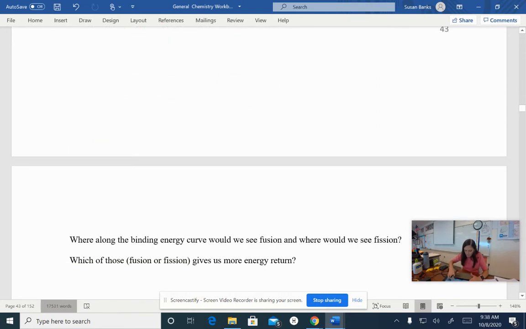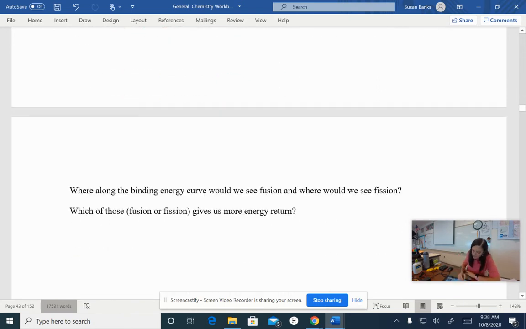Okay? So we would expect fission to be only with the very heaviest elements. Okay? So when we looked at the amount of energy that was given to us or returned to us, which gave us more energy? Fusion definitely gave us more energy.